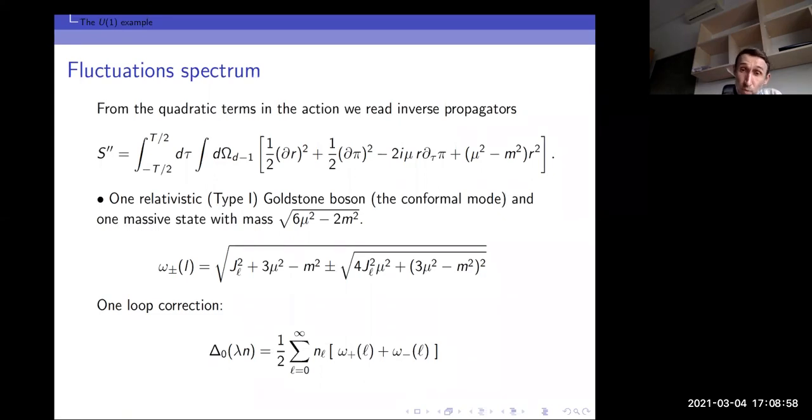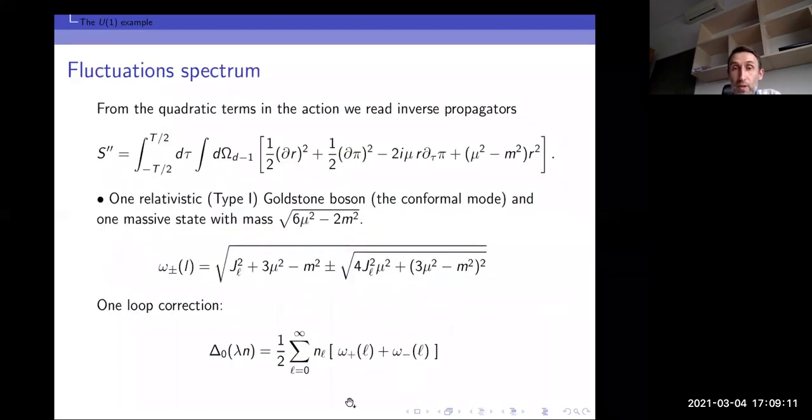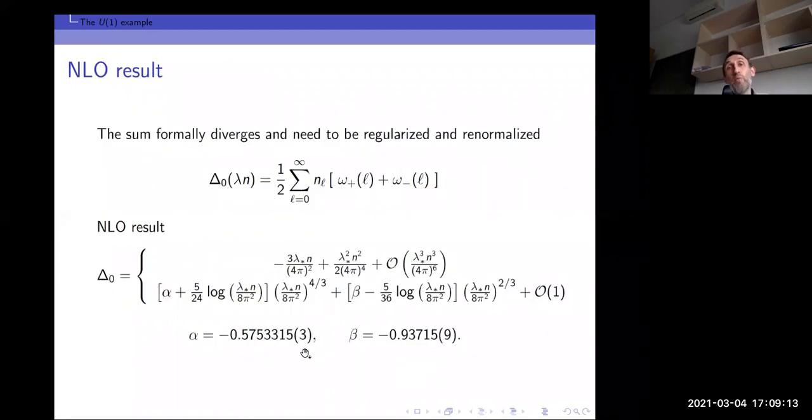But now comes the important point about normalization, which Nicola already mentioned a few slides before. Now we're really at the first genuine quantum level. This sum over L will be formally divergent, and it will require regularization and renormalization. I don't want to review here how it's done. There are various ways to do it.